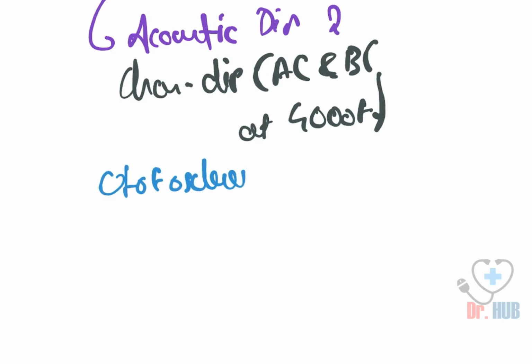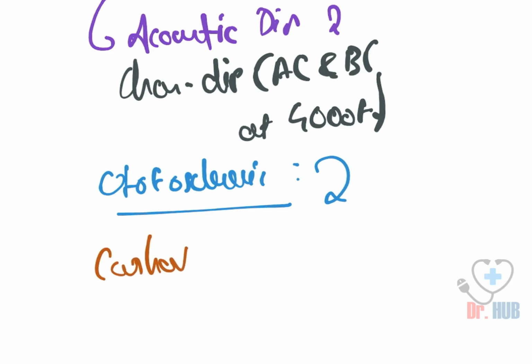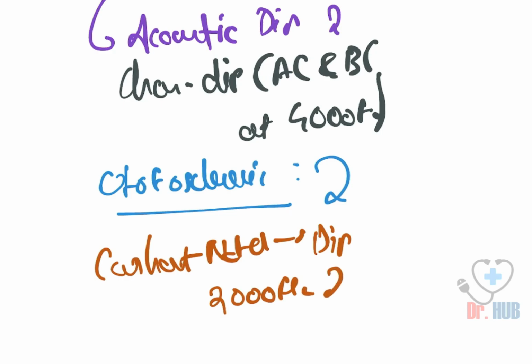Then we move on to otosclerosis. In otosclerosis, this is very important. There is a Carhart's notch, and this is nothing but a dip seen at 2000 Hertz, and this is seen in case of the BC curve.